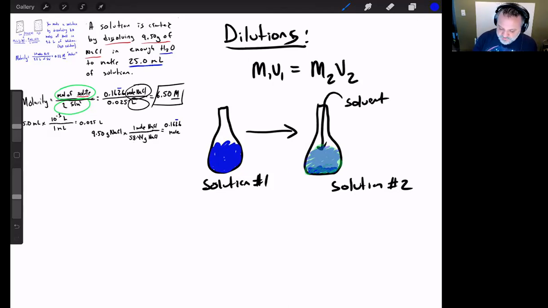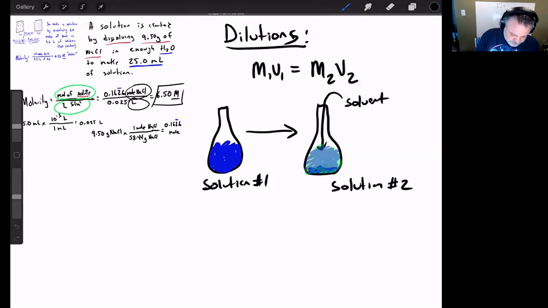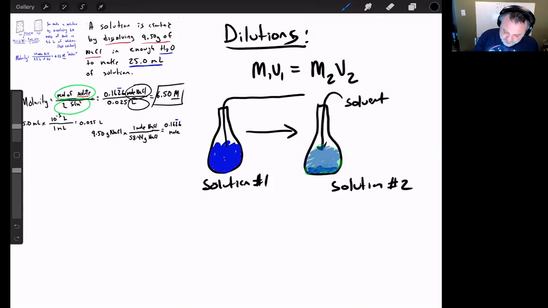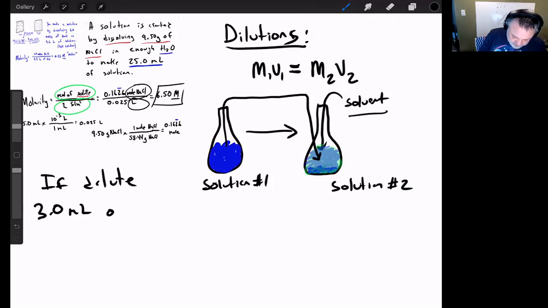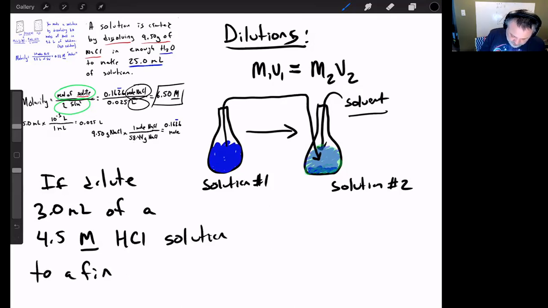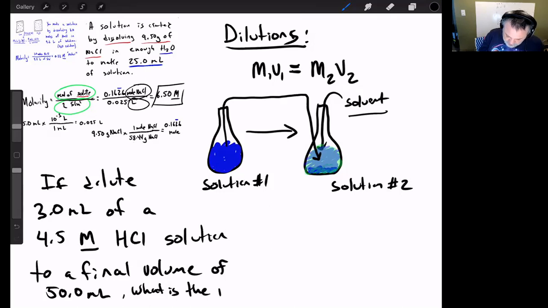And so what M1V1 is saying is that whatever moles of the solute you take out of the first solution and put into the second solution, it's the same number of moles no matter how much solvent you add to it. And so if you dilute 3.0 milliliters of a 4.5 molar hydrochloric acid solution to a final volume of 50.0 milliliters, what is the new molarity?